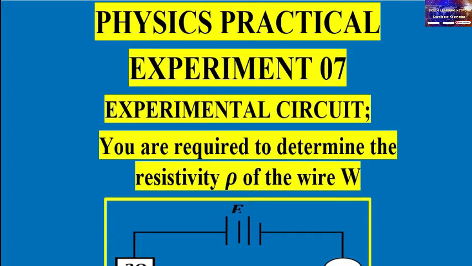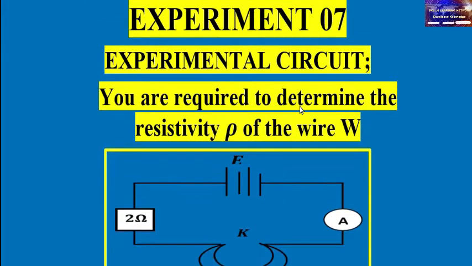You are required to determine the resistivity of the wire provided within this experiment. We are going to consider our experimental circuit, and this circuit guides you to connect a circuit by using apparatus to perform procedures in order to solve the questions asked within this experiment number 7.